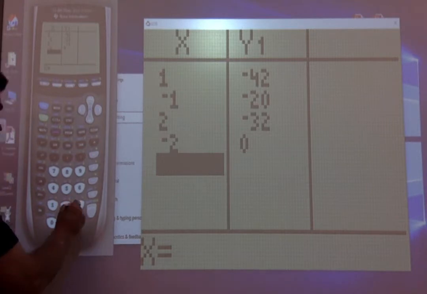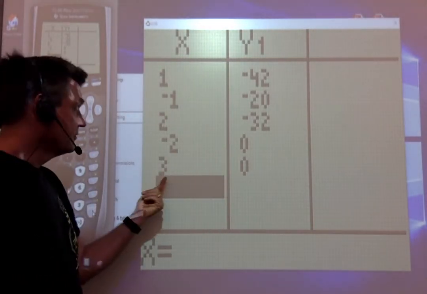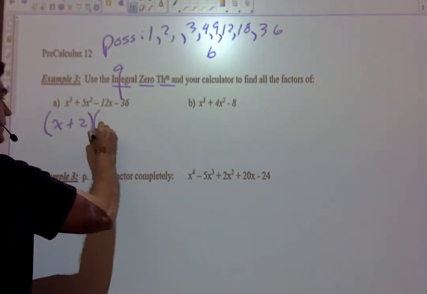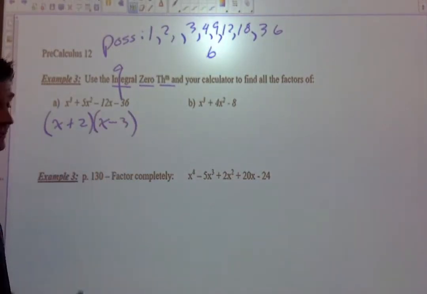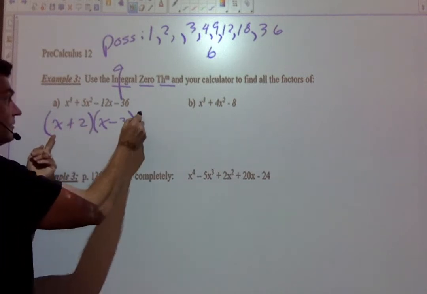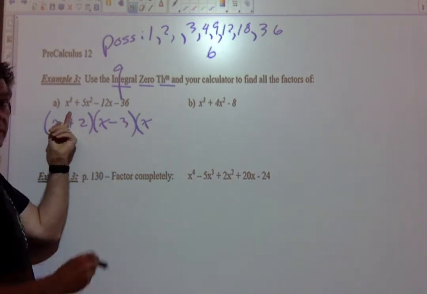Let's keep going. How about 3? Oh, 3 works. So it means x minus 3 is also a factor. Okay, x minus 3. At this stage, you can probably guess the last one, right? X, I know the last one's going to be x, right? That's how I get my x cubed.